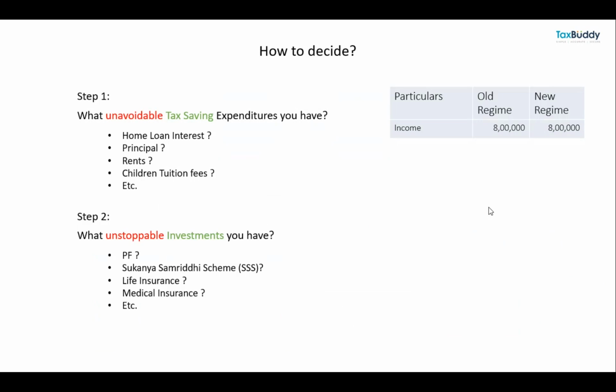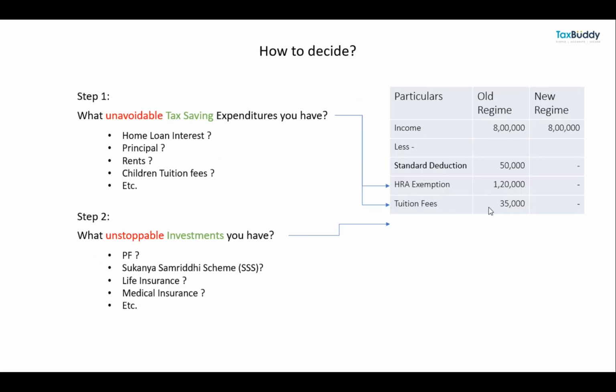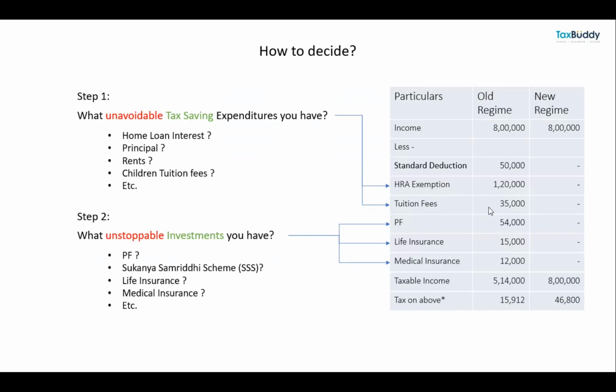Now let's understand this with an example. Assume I have an income of rupees 8 lakh. I am a salaried person, so eligible to claim a standard deduction of rupees 50,000. Paying rent for my accommodation, I will be eligible to claim HRA exemption. Paying tuition fees. Now coming up to the unstoppable investments: PF, life insurance, medical insurance, etc.